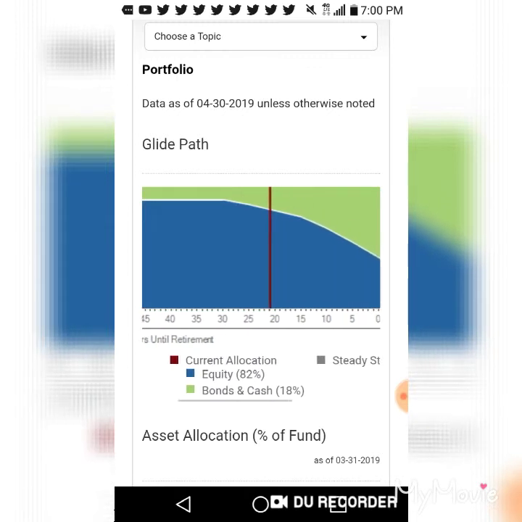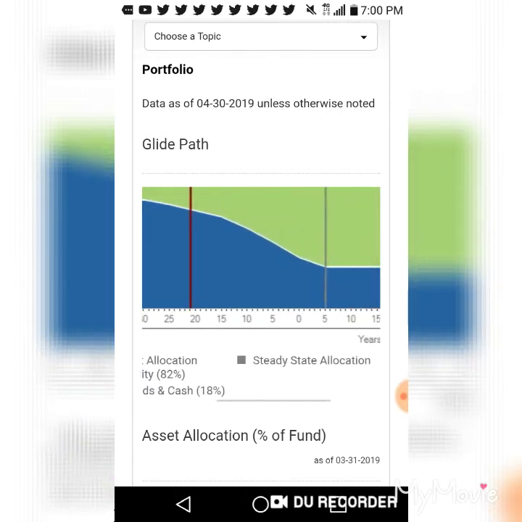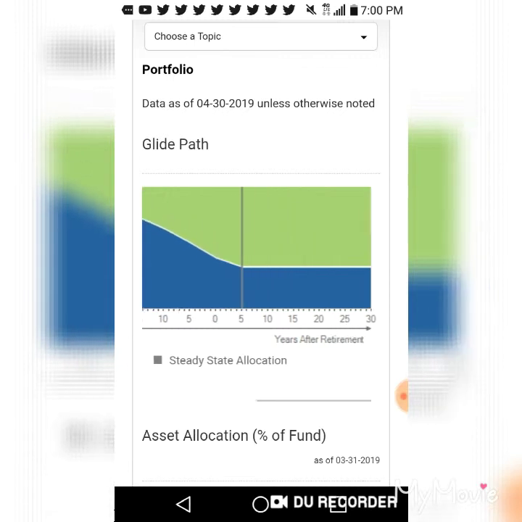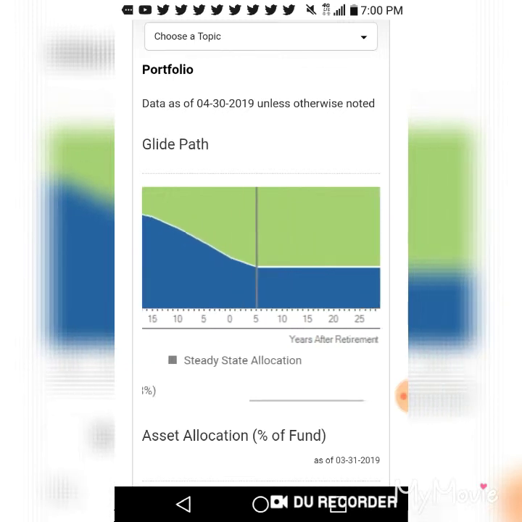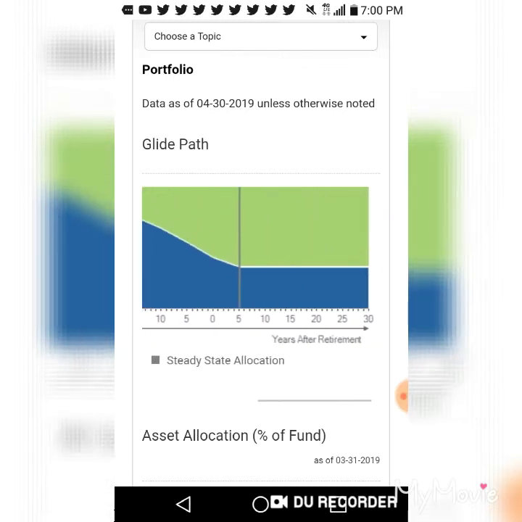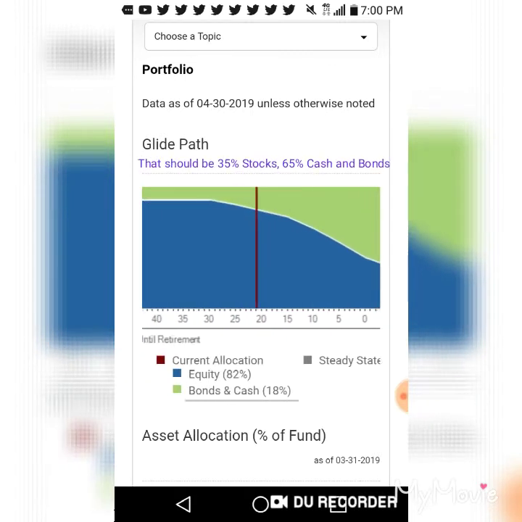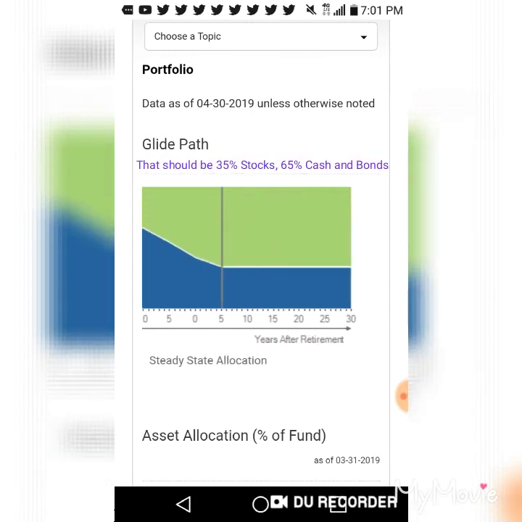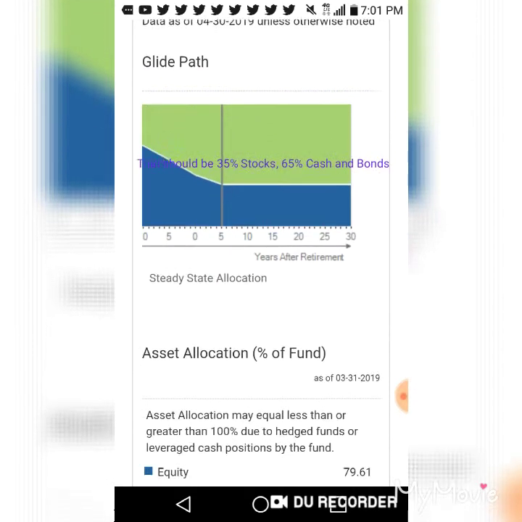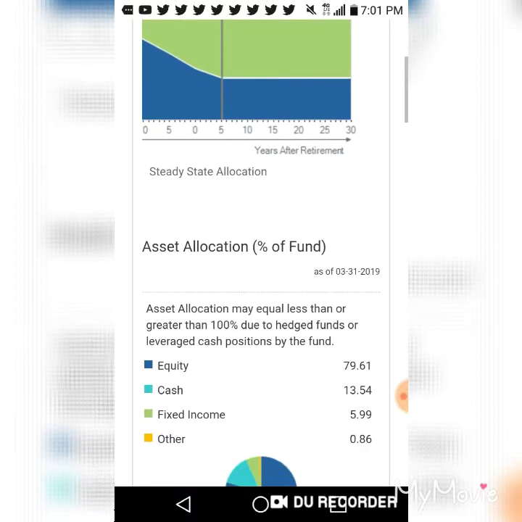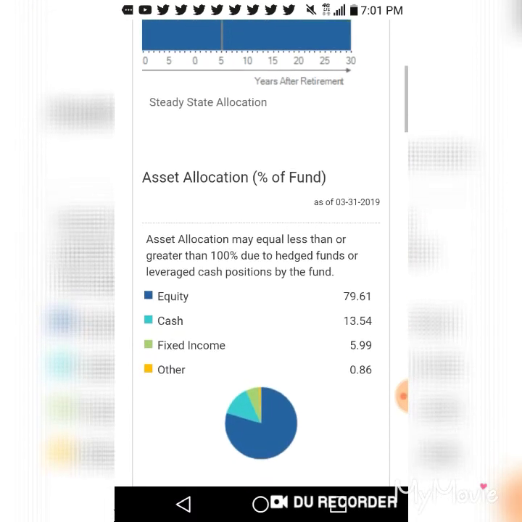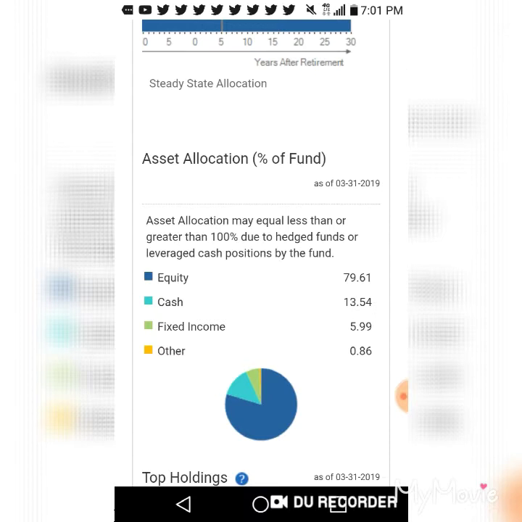As you see, look at the red line in the graph. Your current allocation has 82% in stock. It has 18% in cash and bonds. So as time progresses, it'll taper down to about 35% equity, 65% stocks and bonds. And then while in retirement, it will assume that it will stay 35% stocks, 65% cash and bonds.